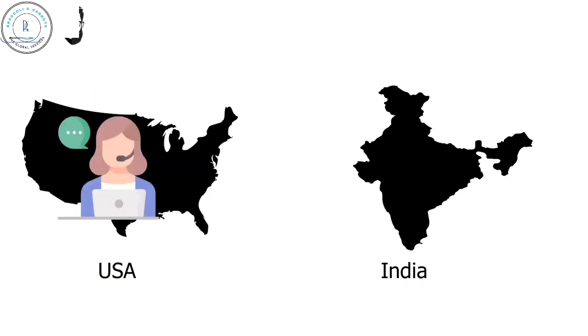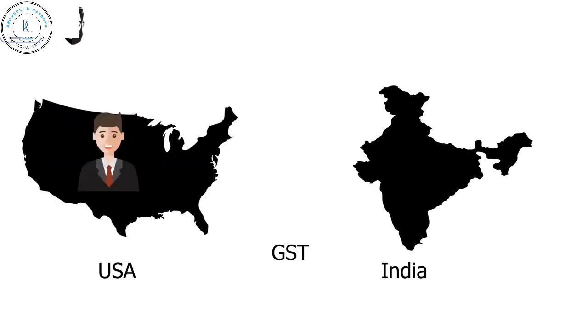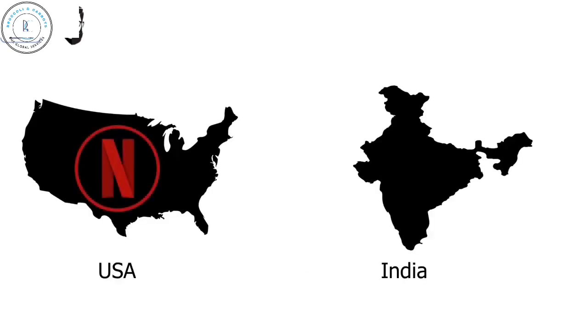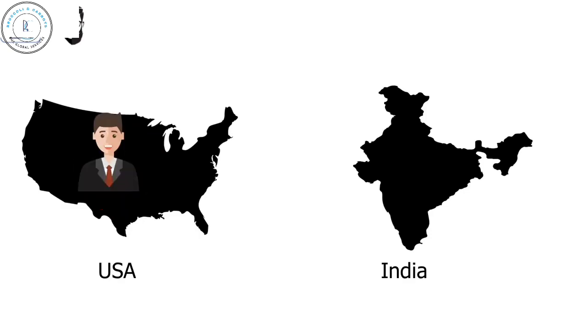If the location of the supplier of services is outside India and the location of the recipient of services is outside India, it is not covered under GST. Example 6. Netflix, US, provides online movie streaming services to people in the US. This is not covered in Indian GST.